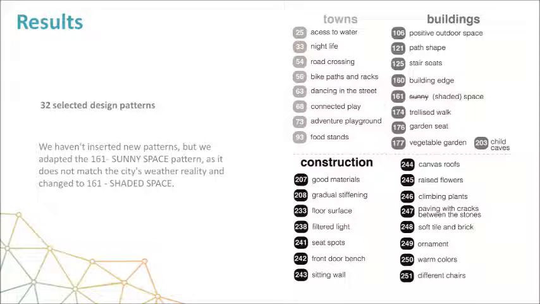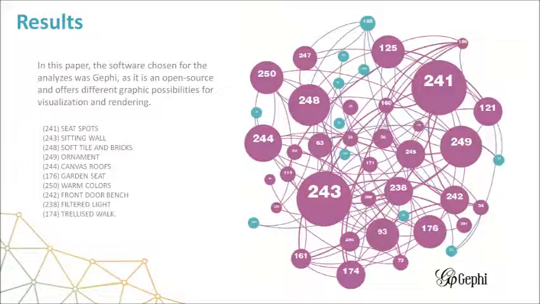We haven't inserted new patterns, but we adapted the 161 sunny space pattern, as it does not match the city weather's reality, and changed it to 161 shaded space. In this paper, the software chosen for the analysis was Gephi. Starting from these 32 selected design patterns, we developed the connection matrix as well as the application of filters for the respective context and design patterns.